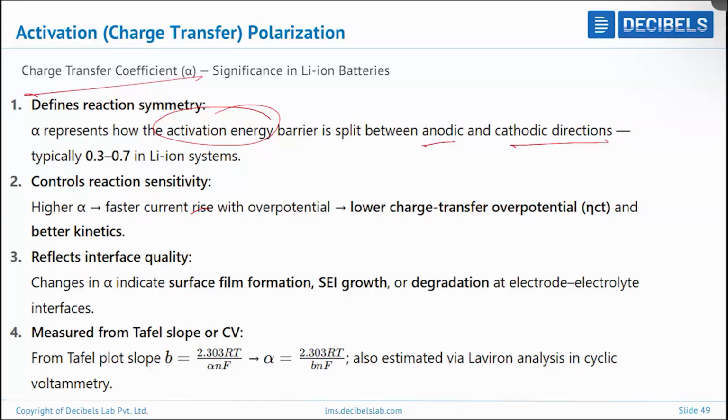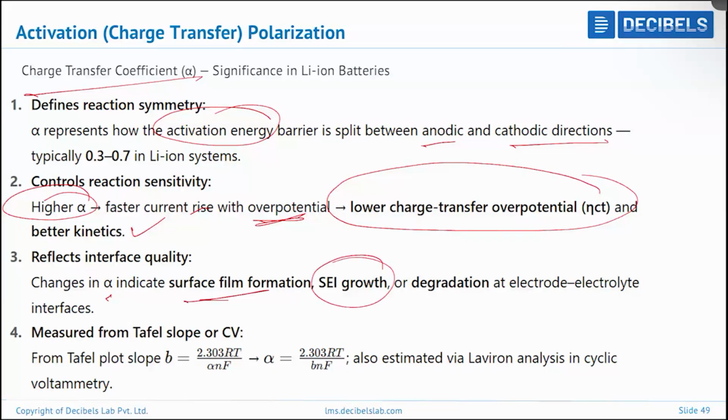It is typically between 0.3 and 0.7 in lithium-ion batteries. A higher alpha means a faster current rise with overpotential, so a lower charge transfer overpotential and better kinetics. So a higher alpha value is better for charge transfer kinetics. Changes in alpha indicate surface film formation.